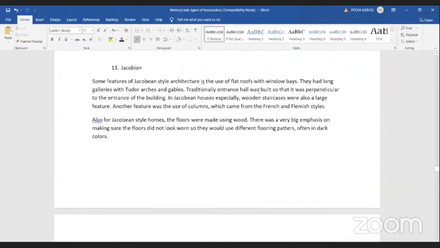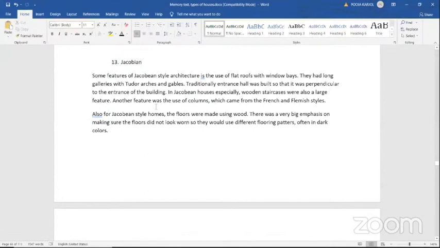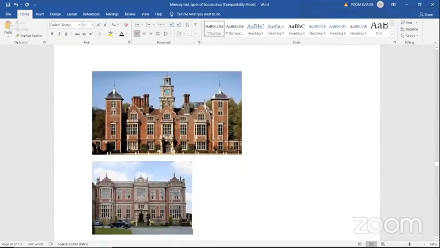They use flat roofs with window bays, long galleries with Tudor arches and gables. Floors are made of wood. Very heavy emphasis is given to the floors, so that they don't look used much. That's why they use patterns of different styles, often in dark colors. This is a typical Jacobean.